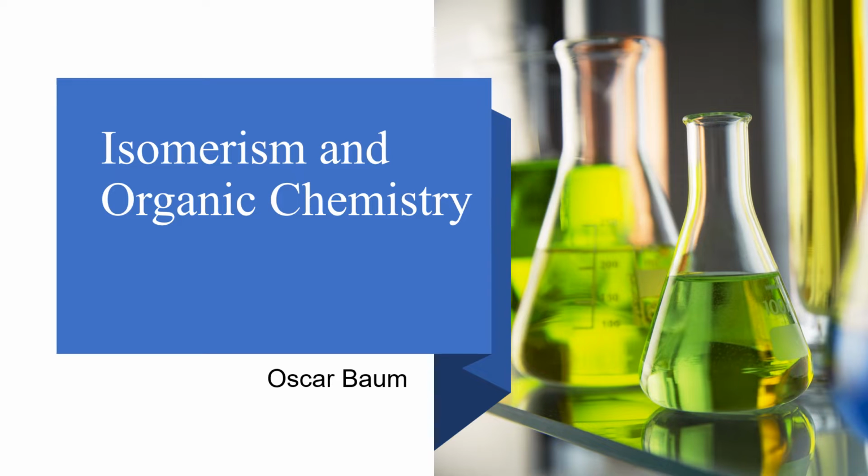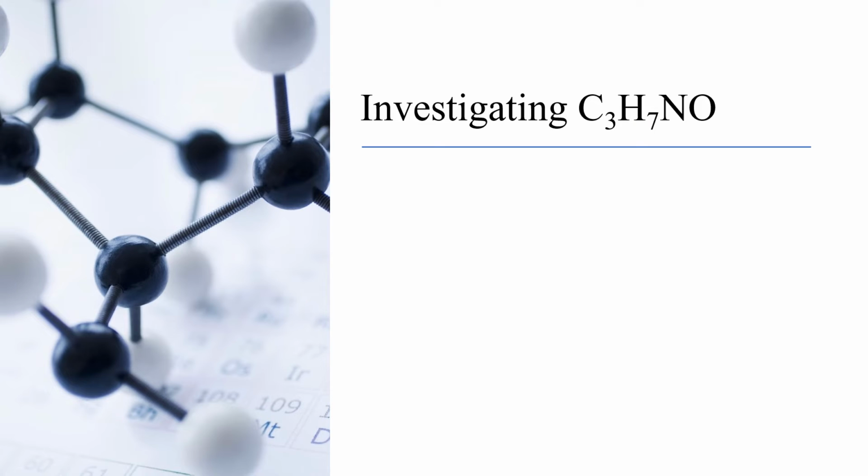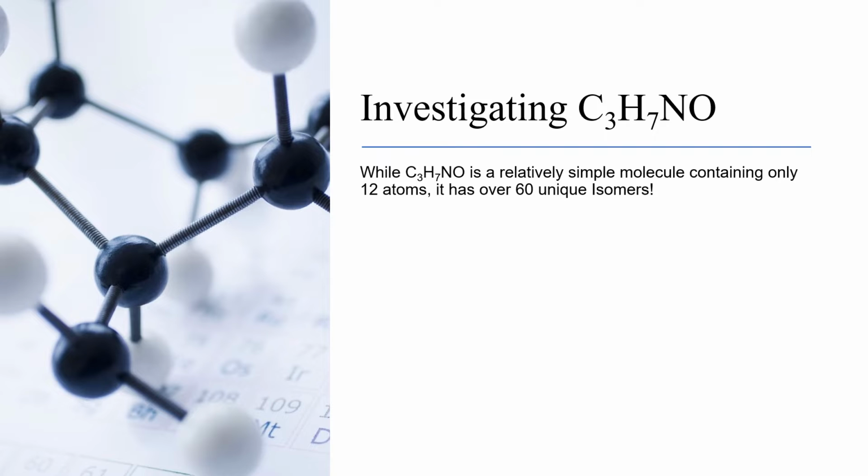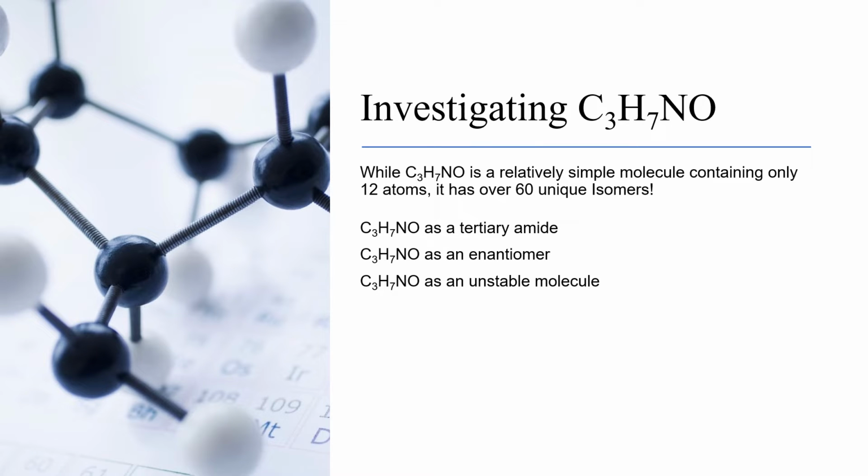Isomerism and organic chemistry. C3H7NO is a molecular formula with only 12 atoms. It's incredibly simple, but it can form over 60 isomers. Today, we will be looking at the C3H7NO as a tertiary amide, as an enantiomer, and as an unstable molecule.